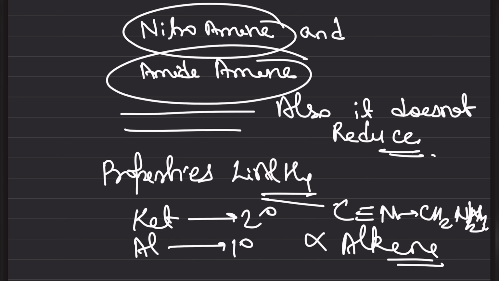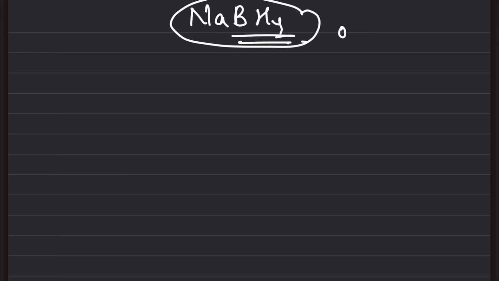Now we will see the next reagent, which is NaBH4. In organic chemistry, whenever this NaBH4 is there, we will see what the products from the reaction are. This is a very important reagent, NaBH4. Whenever it is there, we will see what the products from the reaction are.